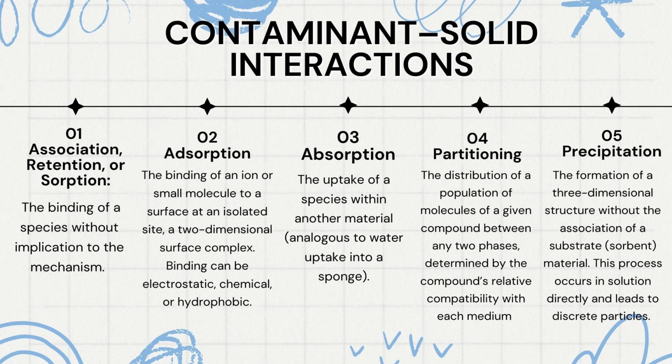Association involves the bonding of contaminants to the surface of solid materials. Retention refers to the solid's ability to hold onto the contaminants, and sorption encompasses both these processes, representing the overall interaction where contaminants attach to or are absorbed by the solid matrix. This mechanism plays a pivotal role in determining the fate and behavior of contaminants in the environment.